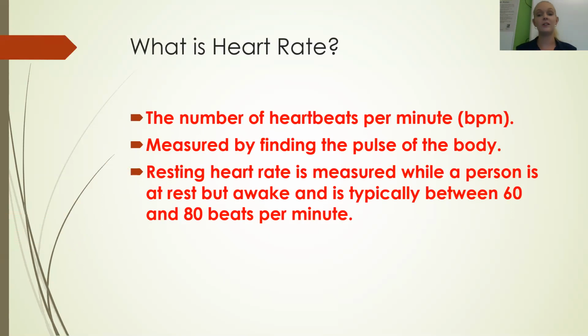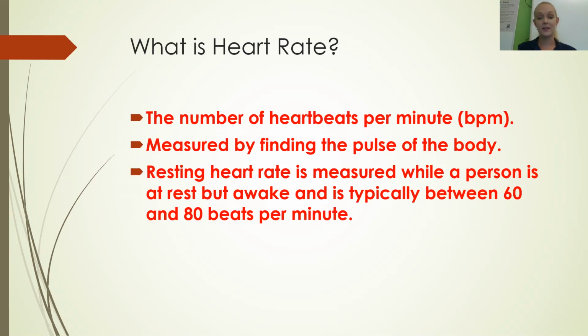It's measured by finding the body's pulse. The body's pulse can be found in two places. The first one is on your neck, just under your jawline. That is where your jugular vein is. The second one is on your wrist, just underneath your thumb, because that is where your pulse can be found most steadily. Just remember not to use your thumb, because your thumb has a pulse. You just need to be using your two fingers, okay?